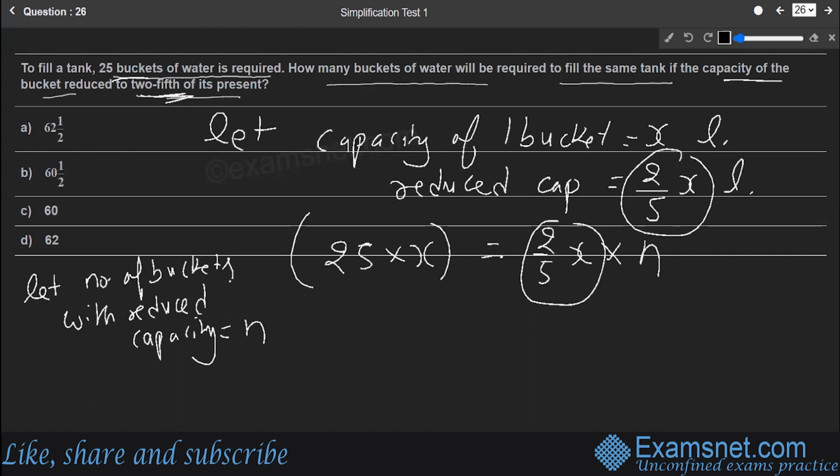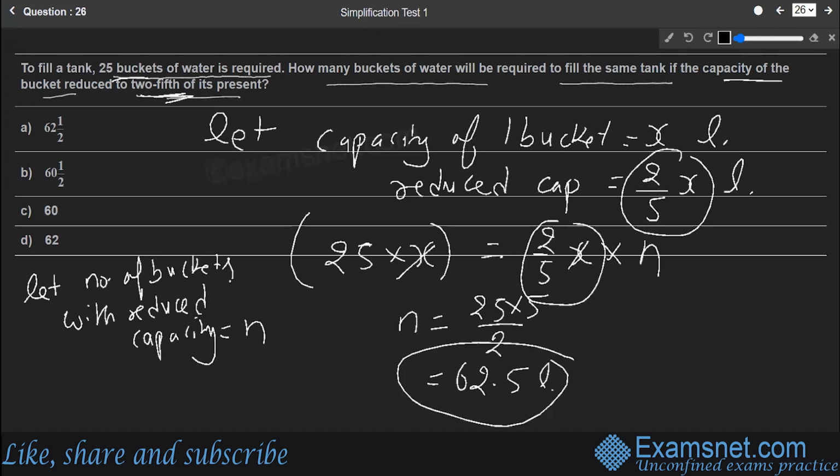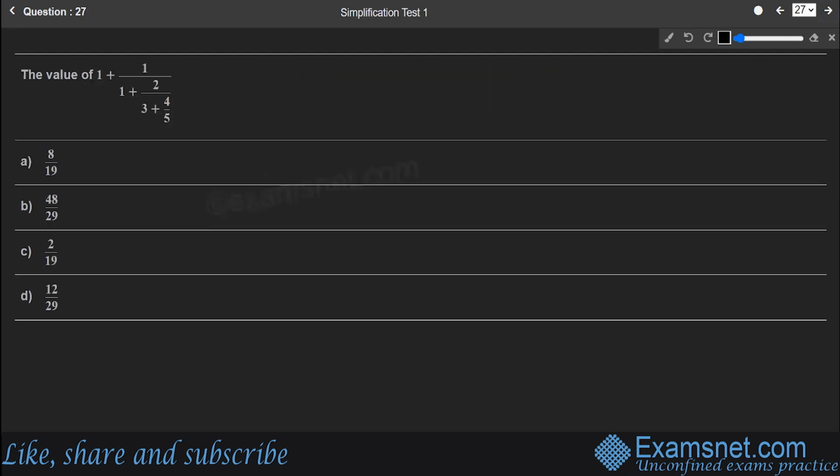Now let us try to solve this. Obviously x and x get cancelled from both sides. So 2 by 5 n is equal to 25. That gives us n is equal to 25 into 5 by 2, which is nothing but 62.5, or 62 1 by 2. It is available in option number A, and that is the right answer. Okay, let us go to the next one.